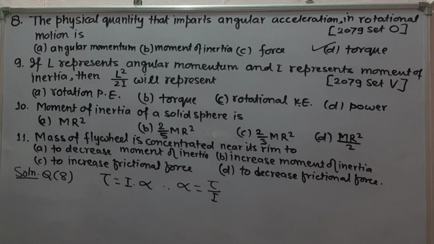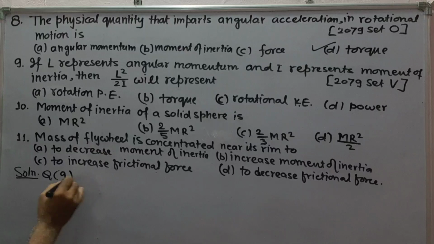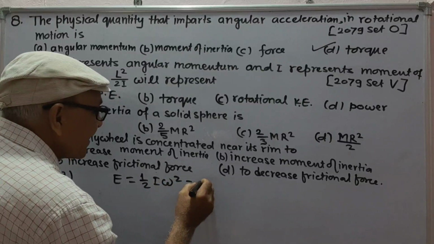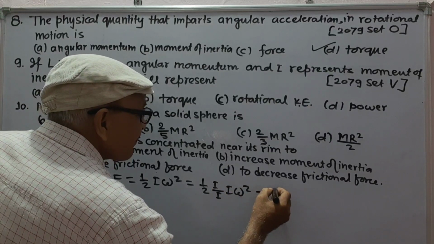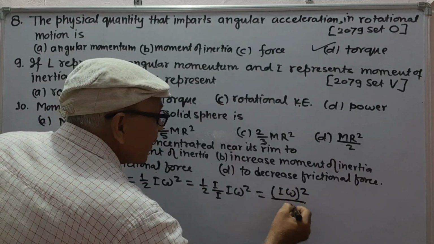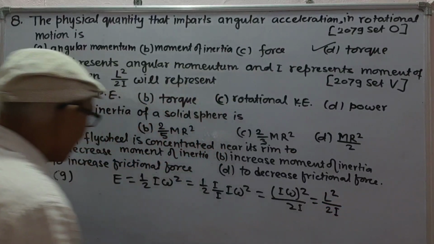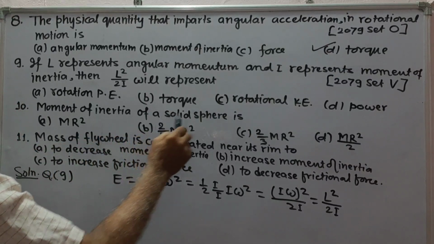Next, question number 9. If L represents angular momentum and I represents moment of inertia, then L square upon 2I will represent. Solution to question 9. As rotational KE is equal to half I omega square, which may be written as half I upon I into I omega square, which becomes I omega whole square upon 2I, which is L square upon 2I. So the physical quantity L square upon 2I is rotational kinetic energy. So the correct option will be C.